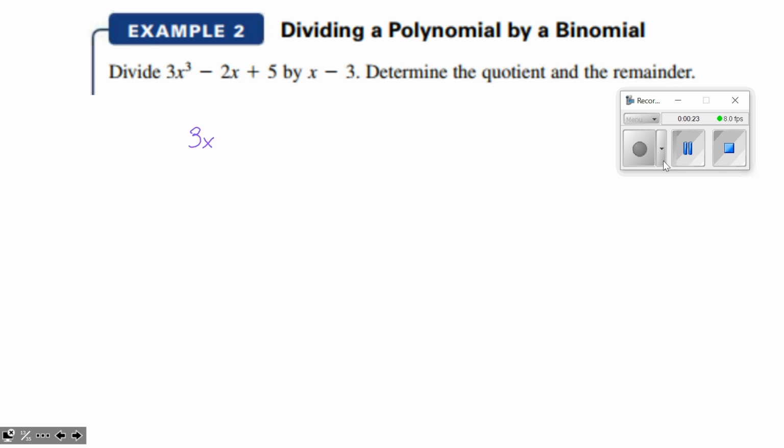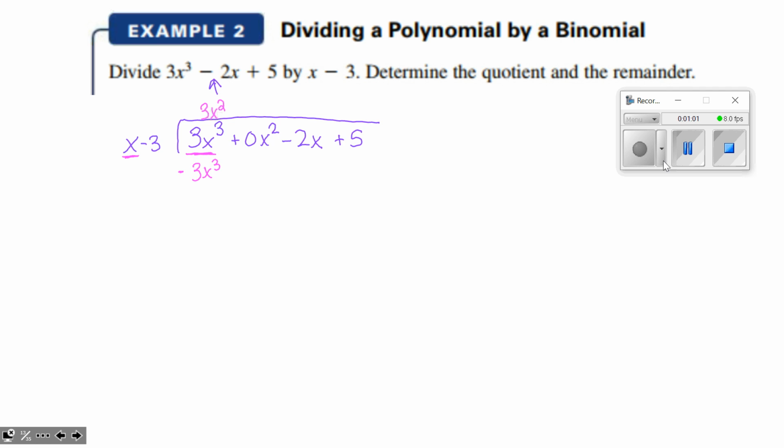So we have 3x to the third. Notice that right here I don't have any x squared written in there, so it's important that I put a plus 0x squared, minus 2x and then a plus 5. And just like regular division, I'm then going to put my x minus 3 on the outside. And I'm going to say, what times x gives me 3x to the third? So x times 3x squared gives me 3x to the third.